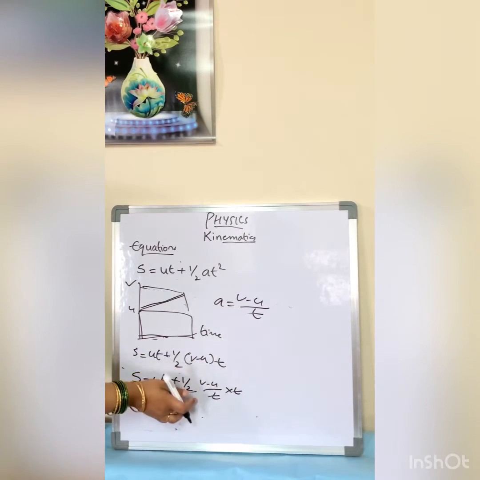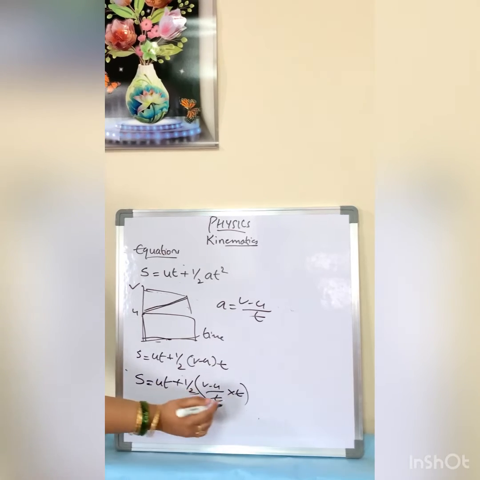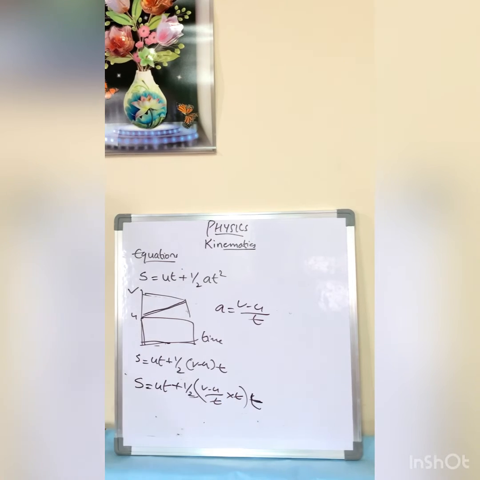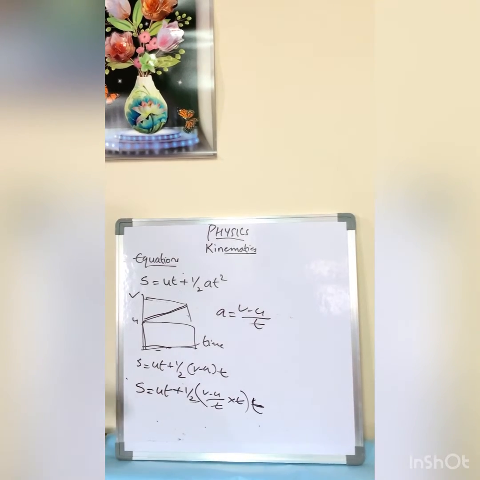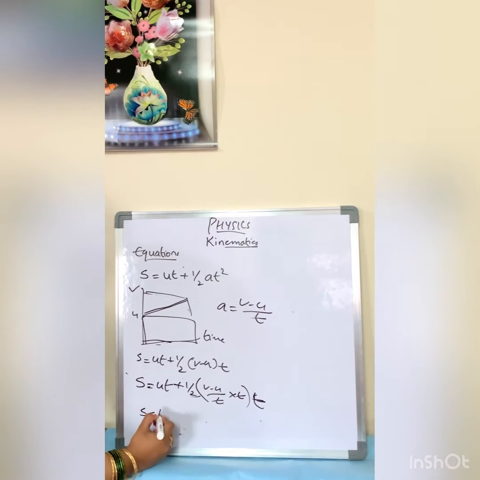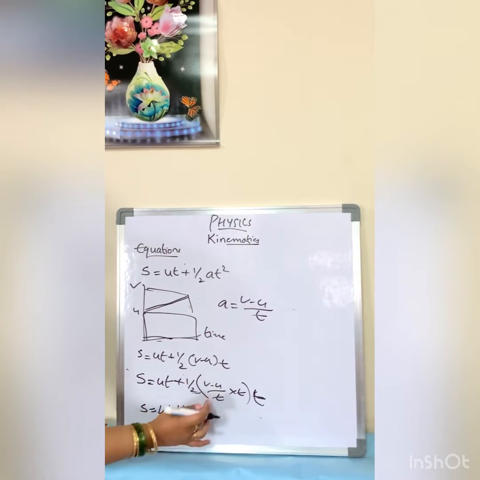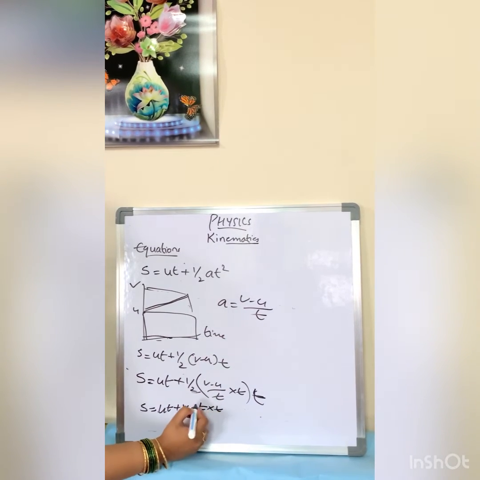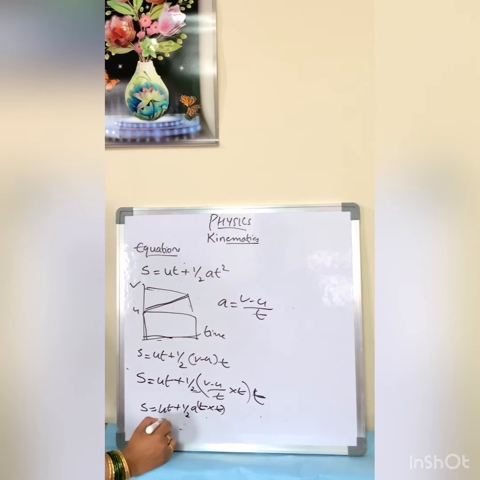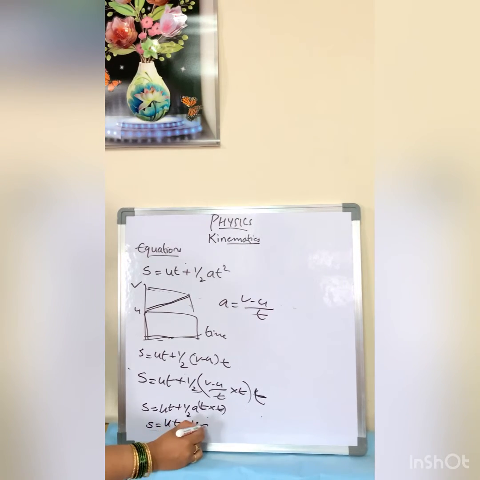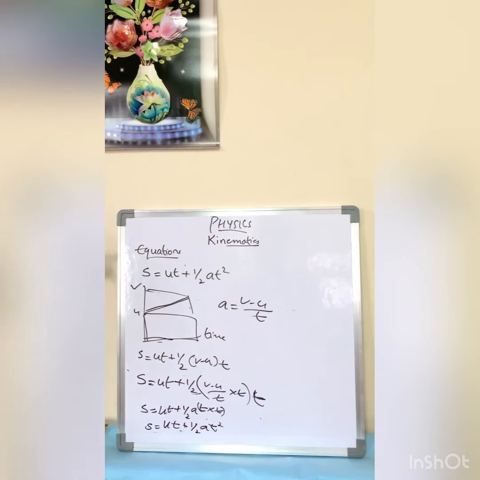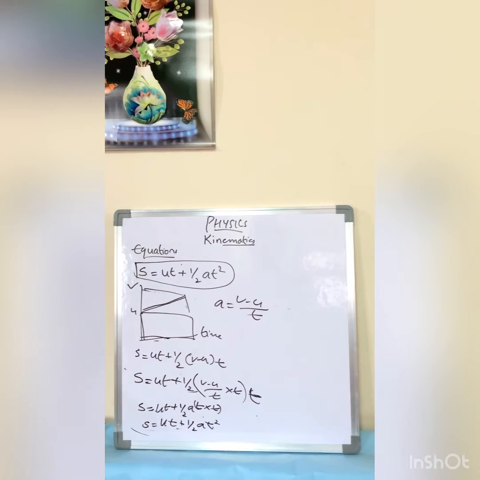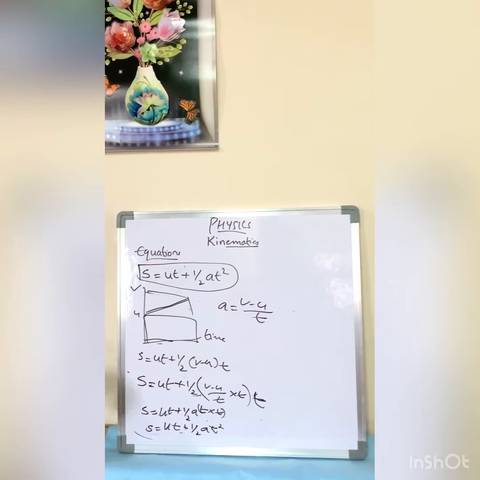Now, S is equal to UT plus half V minus U by T into T, because this will get cancelled. So you can write this in this way into T, because this and this get cancelled out. So you can write this like this, okay? Next, S is equal to UT plus half V minus U by T is A into T into T. That means S is equal to UT plus half AT square. So we got this equation in this way.